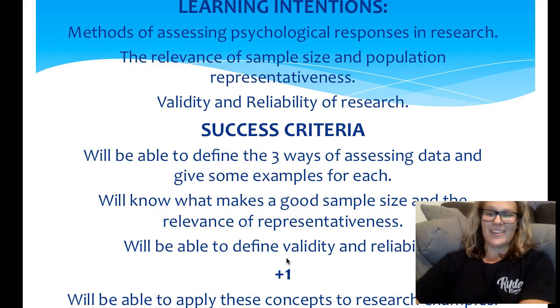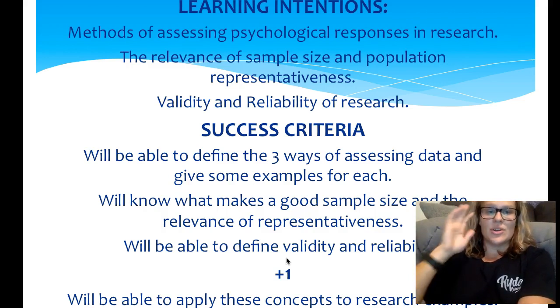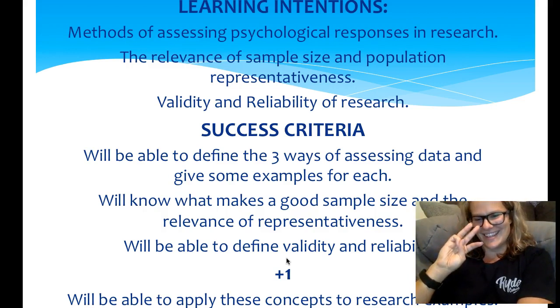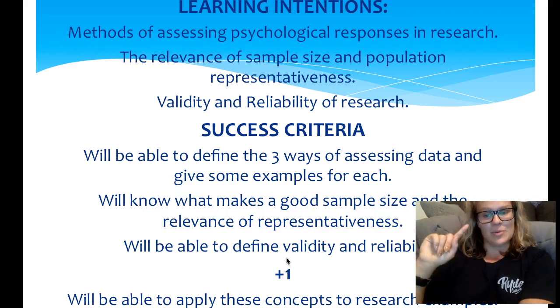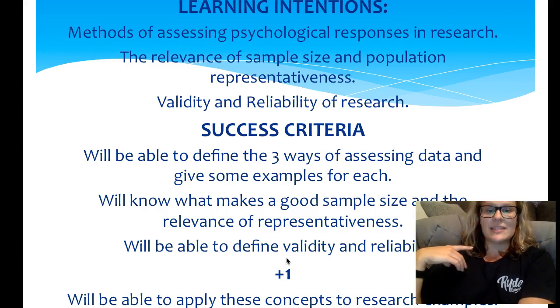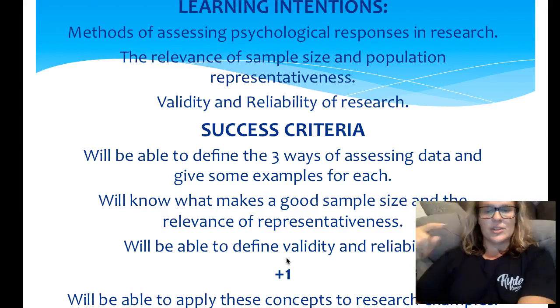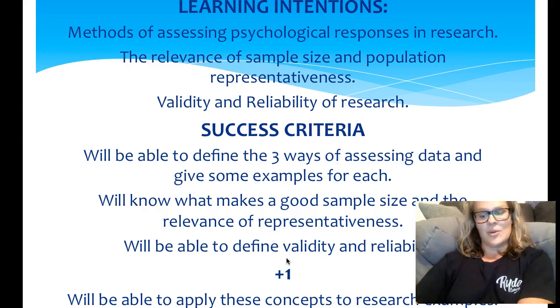Okay, so we're going to look back on our learning intentions. We've done the methods of assessing psychological responses. Remember, there are 3 of them: subjective quantitative, subjective qualitative, and objective quantitative. So make sure you have those down pat. Hopefully you will be able to define those 3 ways and give at least one example from each of those. And then of course the relevance of sample size and population representativeness. So you'll know what makes a good sample and you'll know what's relevant.